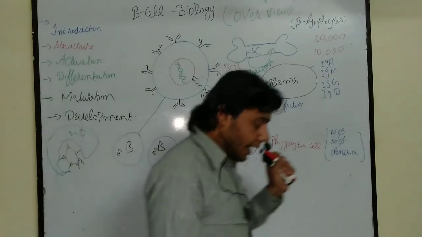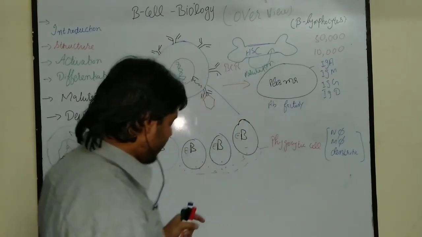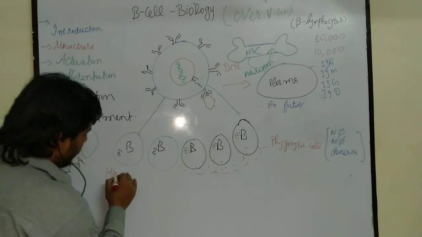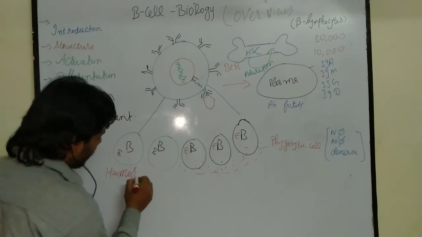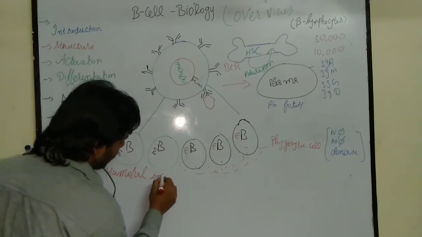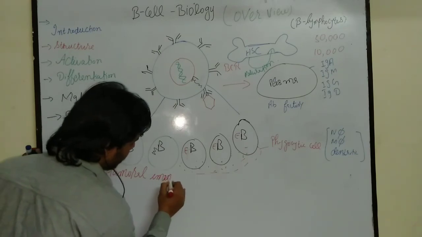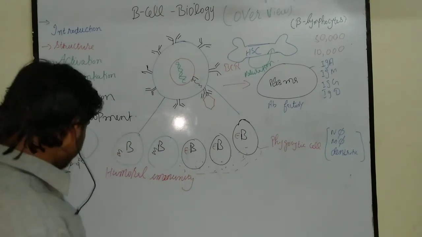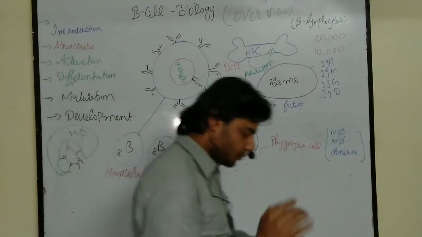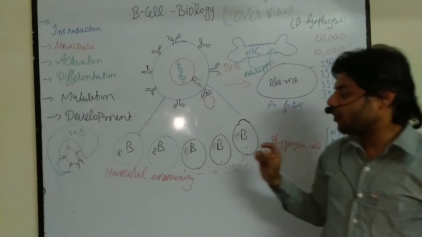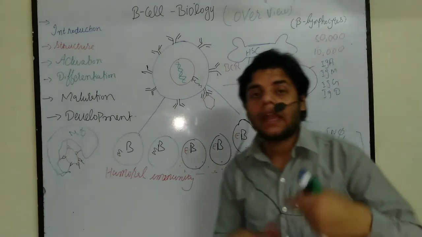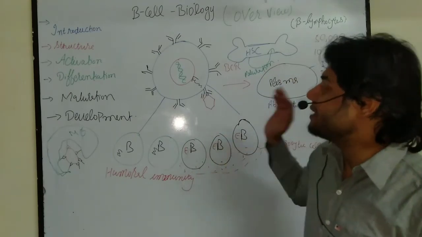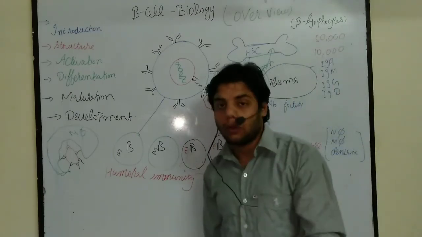Another important thing about the B cell is that it is mainly involved in humoral immunity. What does it mean? It means that inside humoral immunity we have the antibodies and the B cells. So B cells are always involved in humoral immunity.